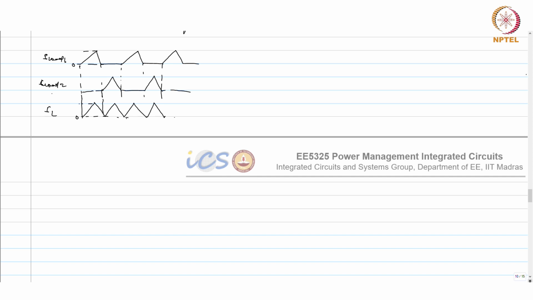And since this zero current information will come at different times depending upon input, output and load current, your on time will get adjusted according to that. That's it. So your frequency will vary. Okay.